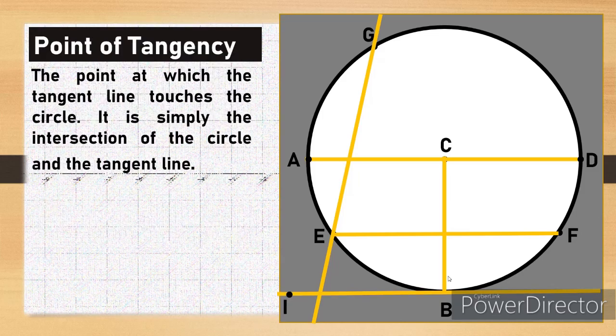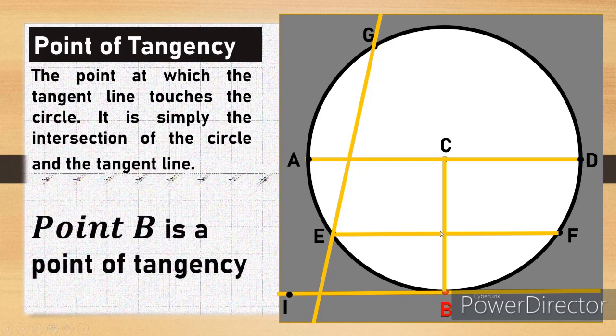We also have the point of tangency, the point at which the tangent line touches the circle. It is simply the intersection of the circle and the tangent line. In this illustration, we have the point B as the point of tangency. Kasi ang tangent line natin ito, line IB. So, ibig sabihin, sa point B siya nag-intersect with the circle. So, point B is the point of tangency.